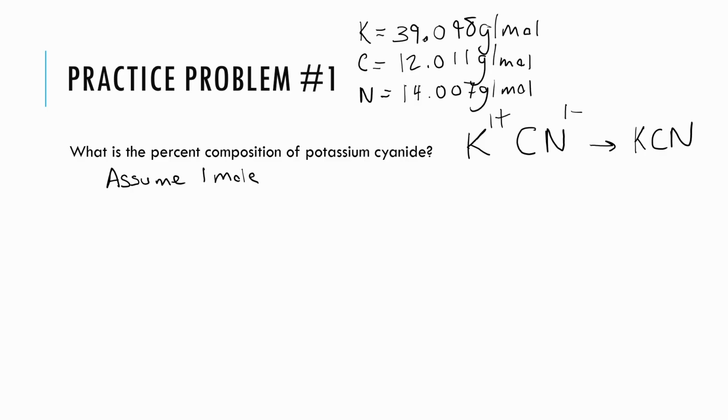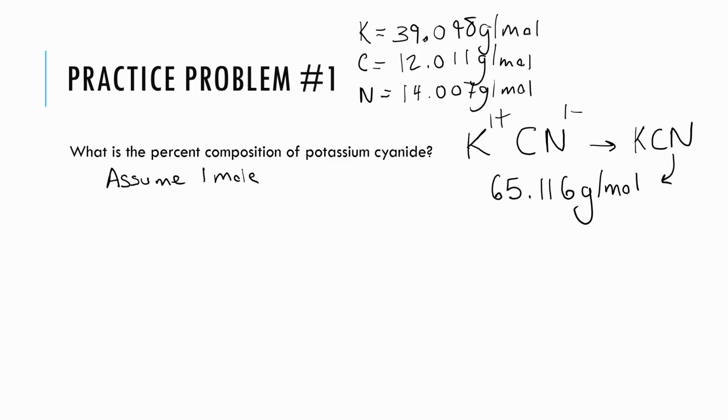Now, if we want to add all of those up together, there is just one of each. So we're going to take 39.098 plus 12.011 plus 14.007. In this case, we get 65.116 grams per mole. Now, in this case, we are assuming 1 mole. So if we're assuming 1 mole, then the mass of 1 mole of KCN is 65.116 grams.